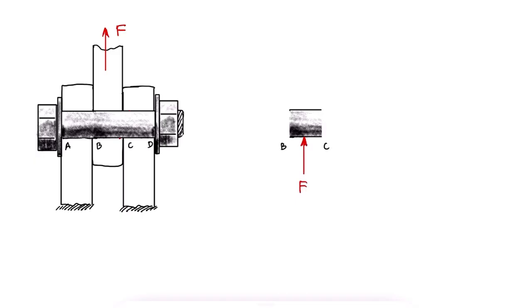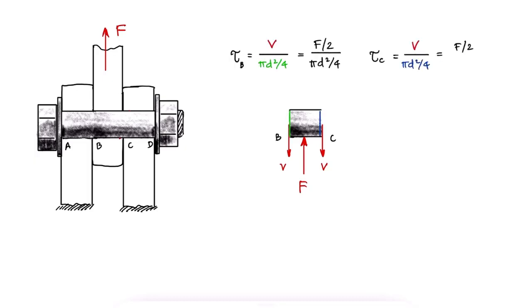The free body diagram of the section of the bolt that is relevant to find the internal shear forces would show us that the left surface, with an area of pi d squared over 4, is subjected to half the load F. The shearing stress for the surface on the right would be subjected to the other half.